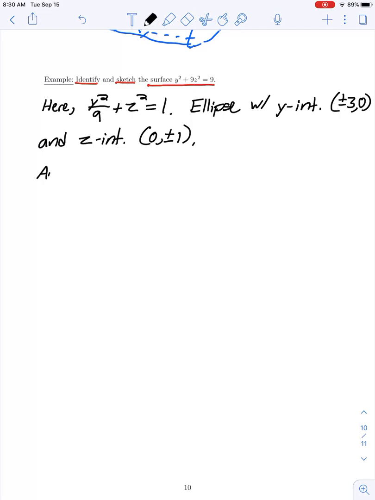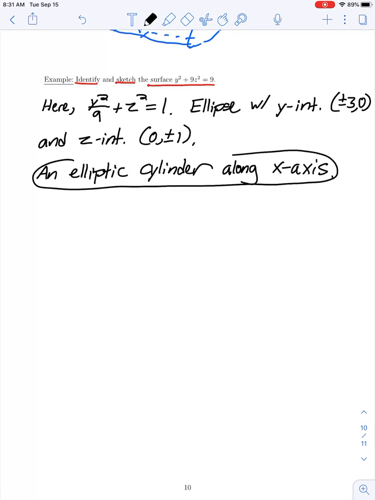So we have an elliptic cylinder. We would say an elliptic cylinder since our cross sections parallel to the yz plane would be ellipses. So an elliptic cylinder along the x-axis, since that is the missing variable. So this would be a description of our surface.